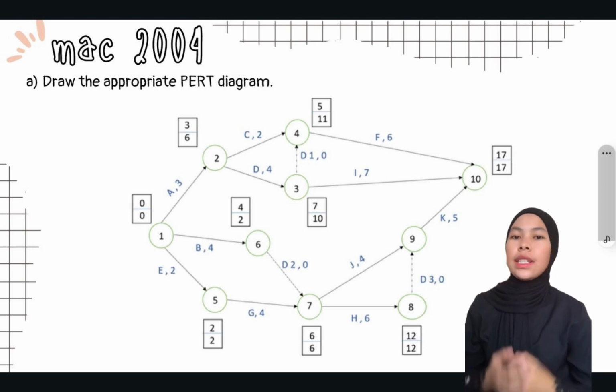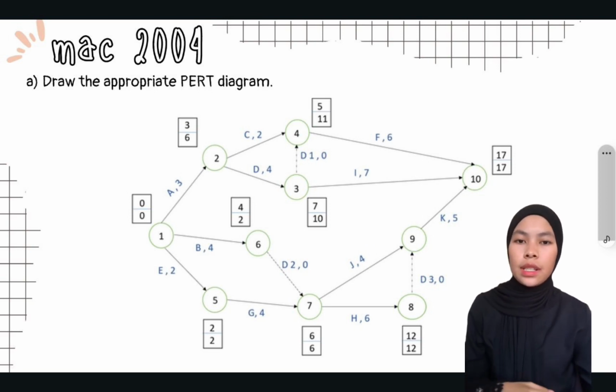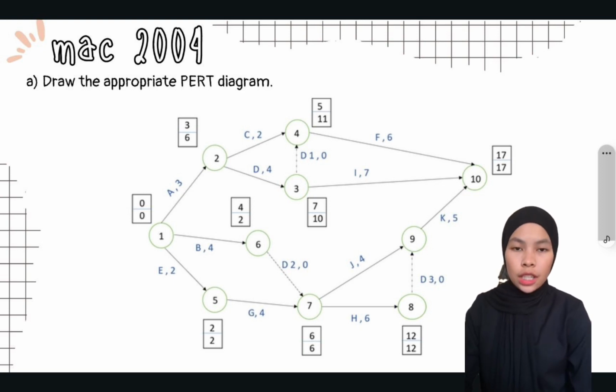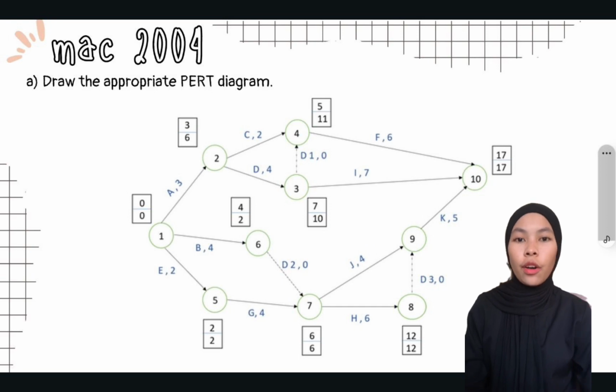Last but not least is K, which comes from predecessors H and J. Here again we have to draw a dummy. Lastly, draw node 10 to complete the diagram and to end all activities.